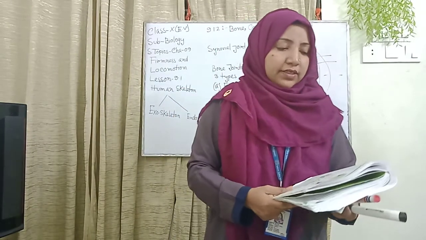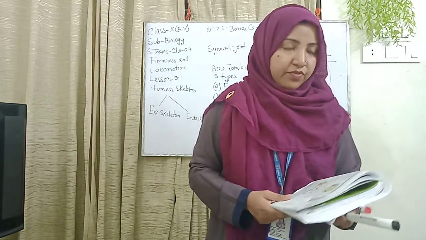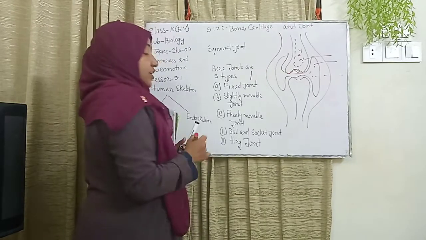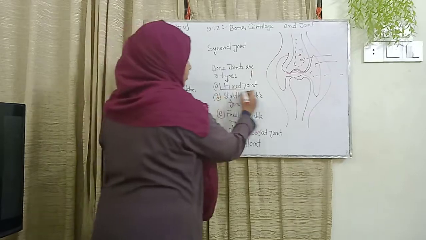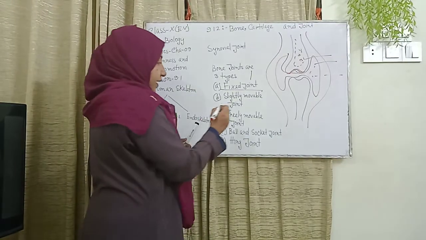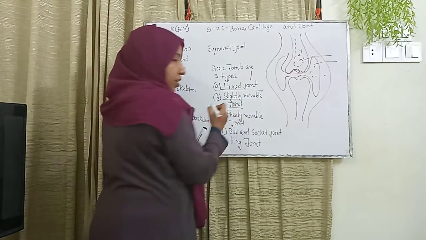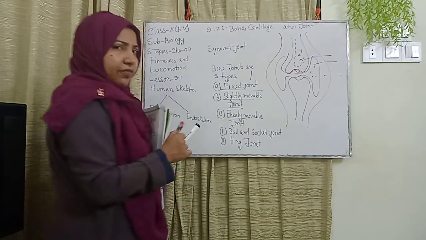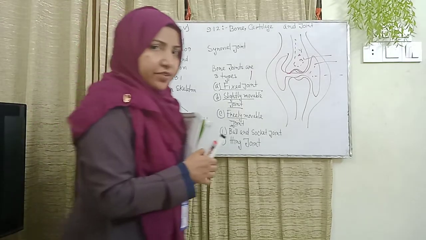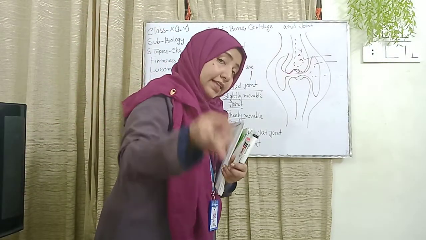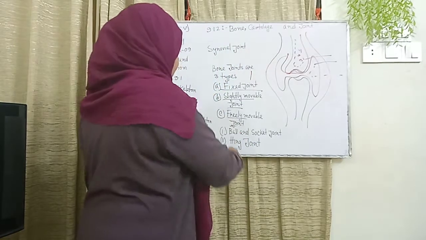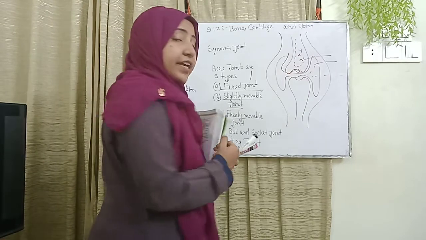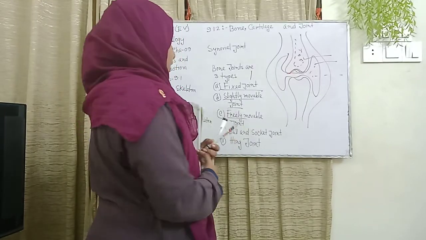Bone joints are of different types. In the bone joint, there are basically three types. First is the fixed joint. Second is the slightly movable joint. And third is the freely movable joint. In the freely movable joint, there are again two types. First is the ball and socket joint. Second is the hinge joint. I will explain them.